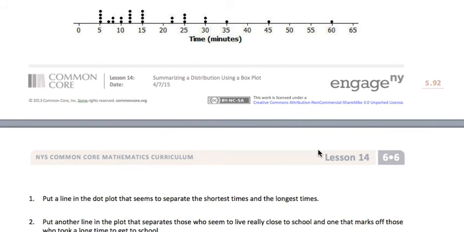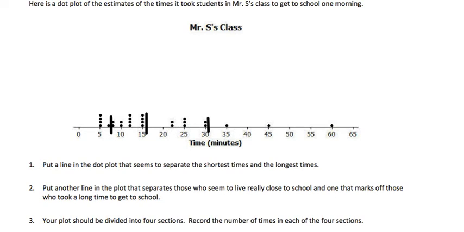The first thing we'll do is to put a line in the dot plot that seems to separate the shortest times and the longest times. Then we put another line in the plot that separates those who seem to live really close to school, and one that marks off those who took a long time to get to school. After that, your plot should be divided into 4 sections, and you will record the number of times in each of the 4 sections.